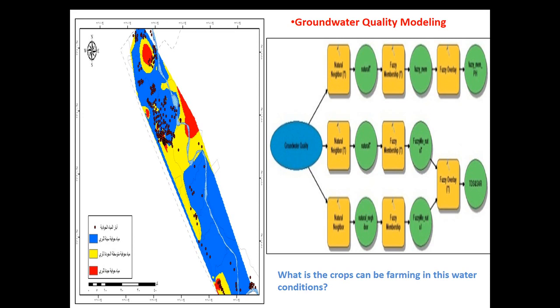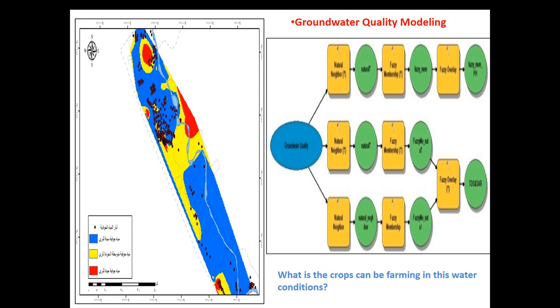Groundwater quality modeling in GIS. How can we do that? Yes, you can do that by taking samples of wells, samples of water, samples of soil and making analysis for chemicals to know the chemical elements of your area.